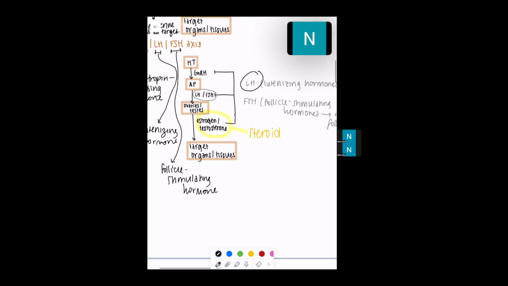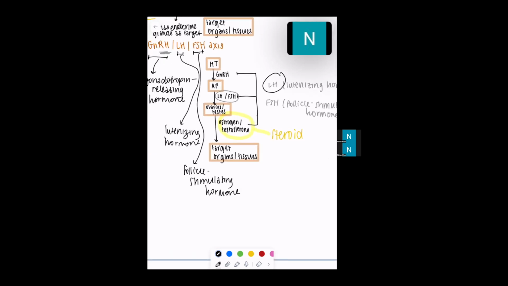So, like I said, LH and FSH are secreted by the anterior pituitary to the ovaries and testes, and these organs will produce hormones called estrogen and testosterone. Again, these are steroid hormones, so they will signal in a very comparable manner to cortisol and thyroid hormone. And there are a variety of target tissues for these hormones, particularly for the development of secondary sex characteristics, which occur in a variety of tissues.